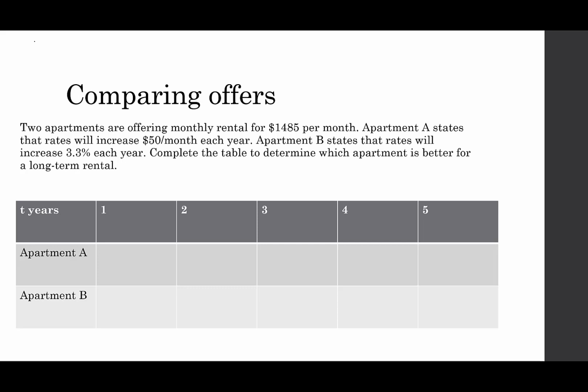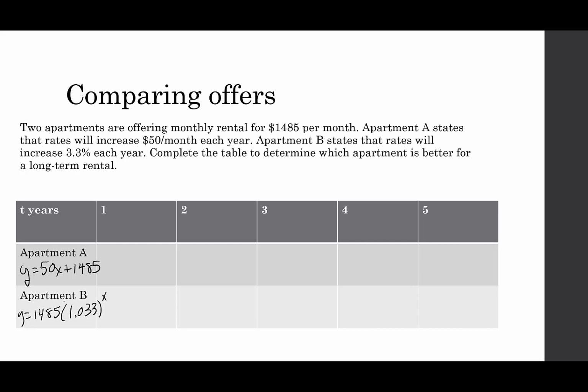So the first one, Apartment A, is a linear increase. It's going to go up by $50 each year that you stay. So we could write y is equal to 50x plus 1,485. Apartment B, though, is exponential. We have our initial value, 1,485. The 3.3% increase says we have 1.033 to the x. So we can see the 2 different ways these are growing.